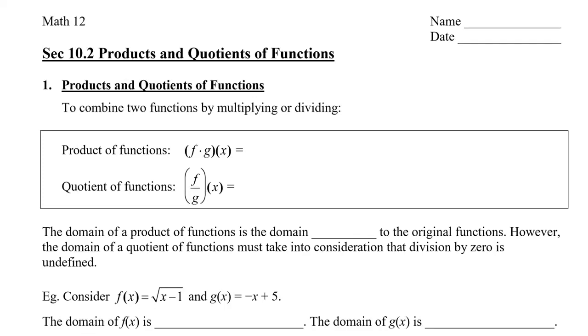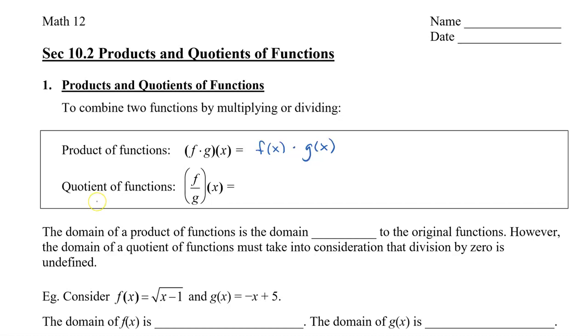In this video, we're going to take a look at products and quotients of functions. Now, the products and quotients of functions means that we're going to combine two functions by multiplying or dividing respectively. The product of functions is written as (f times g)(x), but can be expanded to be f(x) times g(x).